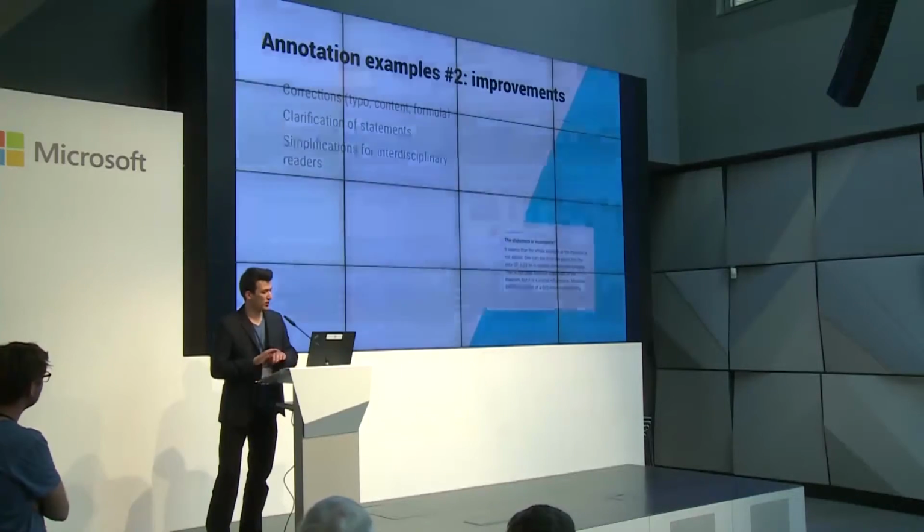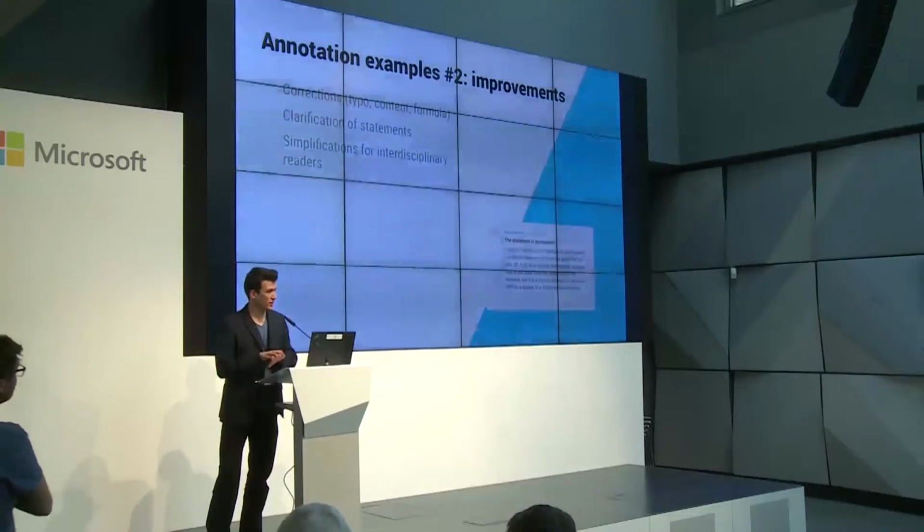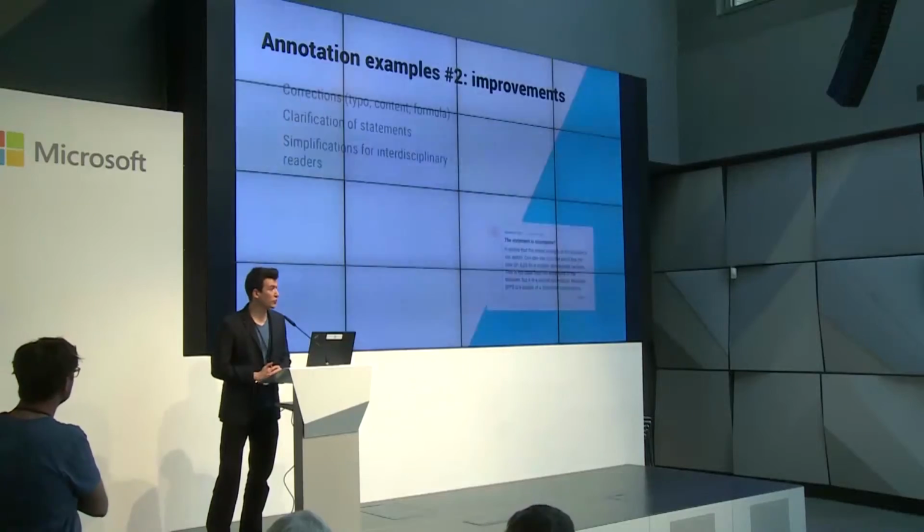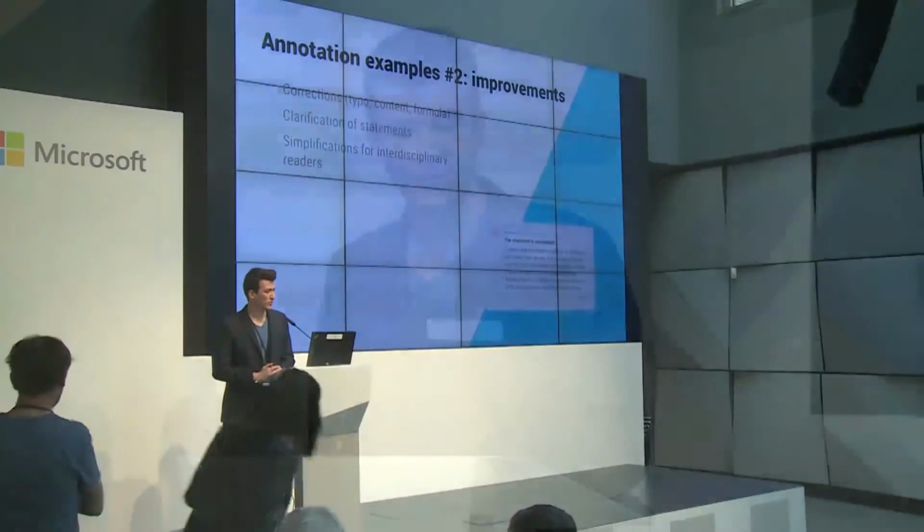The second type of annotations in this academic context were dedicated to improvements of the papers. From simple corrections of typos, or important typos probably in formulas, to, once again, clarification of statements, not asking for help, but just explaining what the meaning of a specific statement should be. And then again, simplifications for interdisciplinary readers.